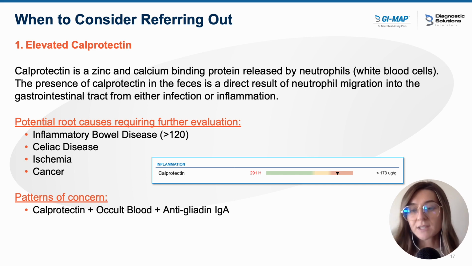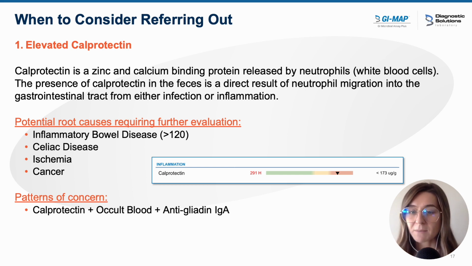The first thing that, when I see an elevated calprotectin, starts to kind of flag in my mind is inflammatory bowel disease. Could there be underlying inflammatory bowel disease? There's a lot of discrepancies in interpreting calprotectin. For me, I personally start having heightened concern for IBD when I see a level over 120, and we'll talk about this a little bit later. Another root cause that we would want to rule out would be celiac disease, in addition to ischemia, so lack of blood flow coming into a specific part of the GI tract.